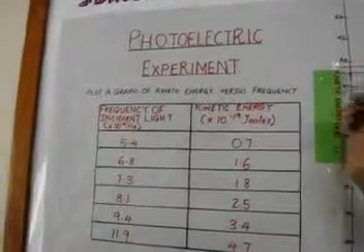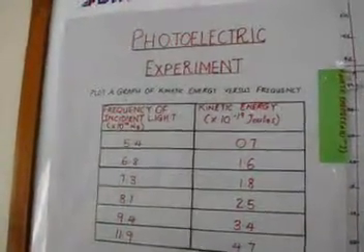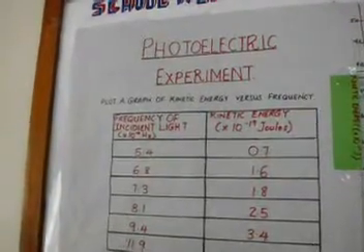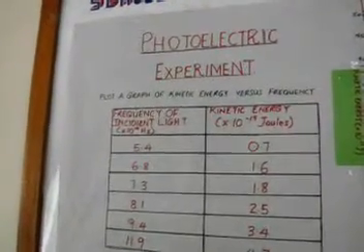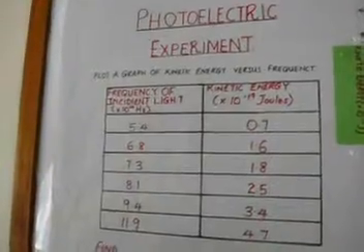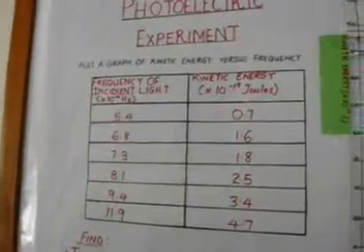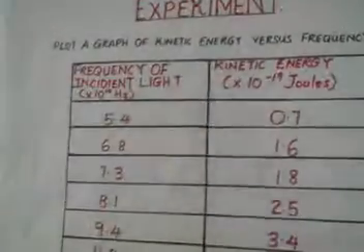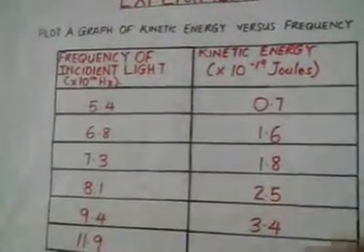An experiment on the photoelectric effect was carried out to investigate the maximum kinetic energy of the electrons emitted from the metal surface when light of various frequencies is shone on that particular metal surface. Here are the results: the frequency of the incident light and the kinetic energy of the emitted electrons.